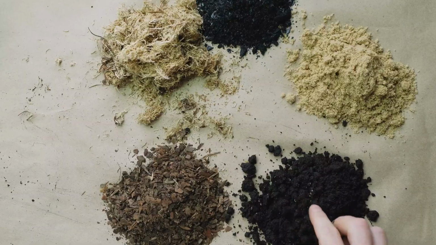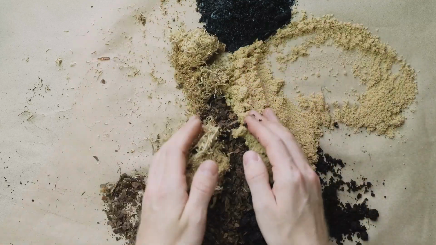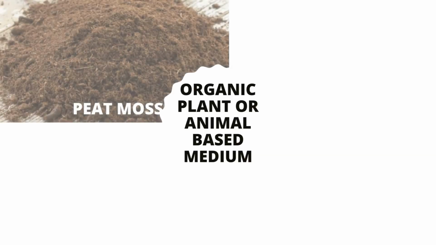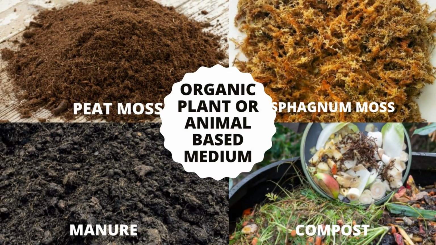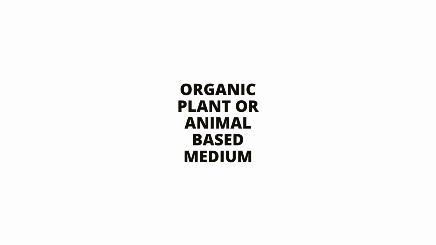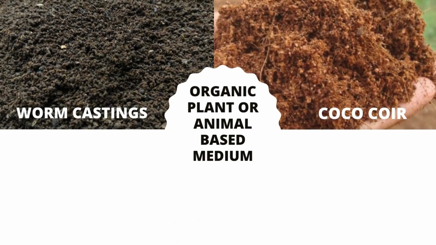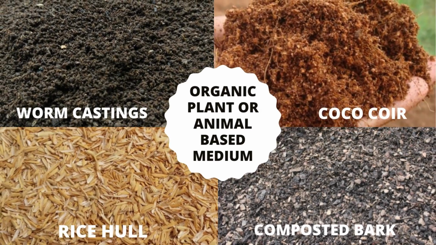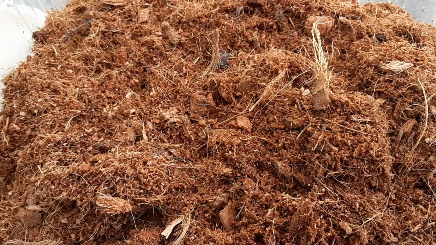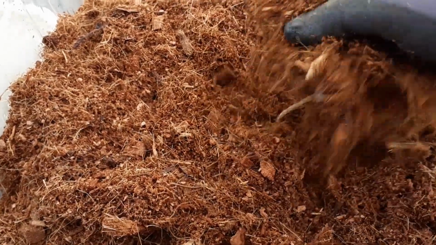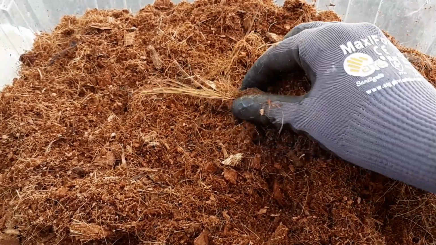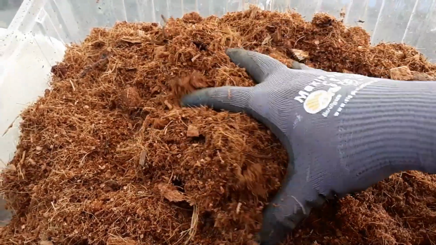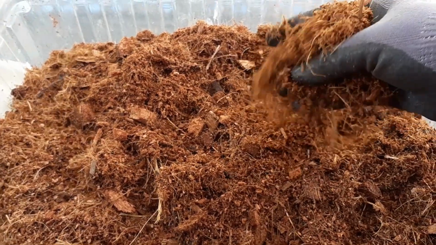A potting mix generally includes 3 or 4 basic components. So the first one is organic, plant or animal based mediums such as peat moss, sphagnum moss, compost, composted bark, rice hull, manure, worm castings, poultry litter. Also, coco coir, which is derived from coconut husk, is nowadays a popular substitute for peat moss because it's renewable and it serves the same purpose as peat moss.